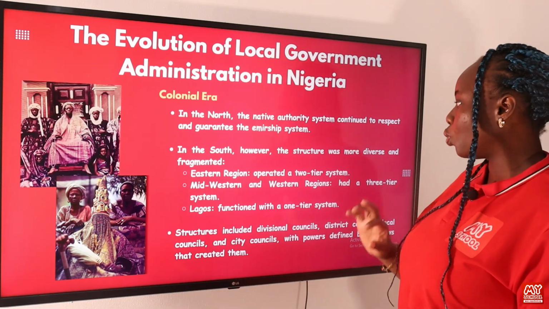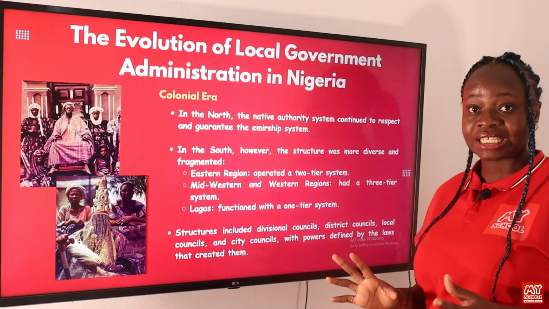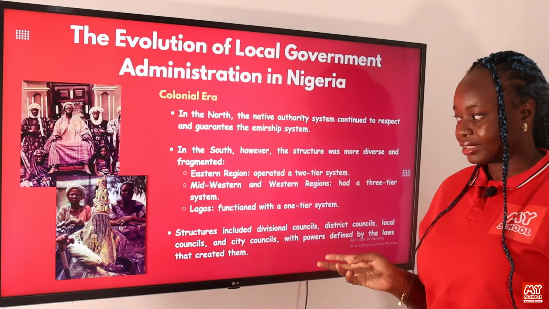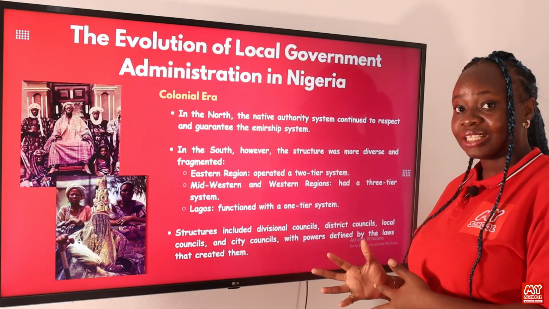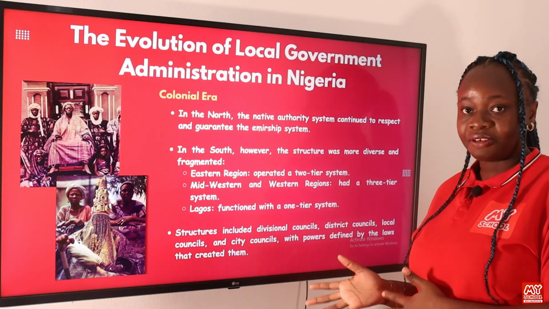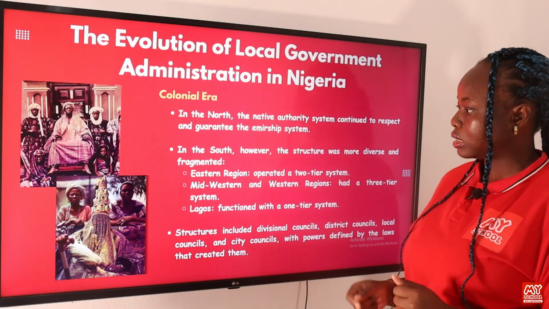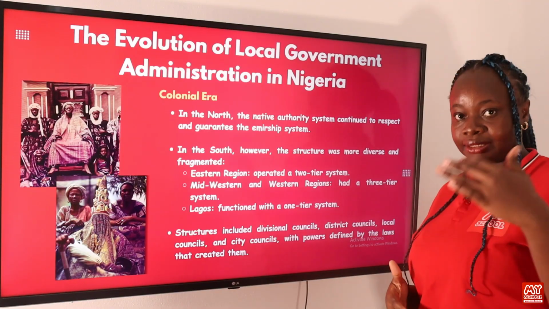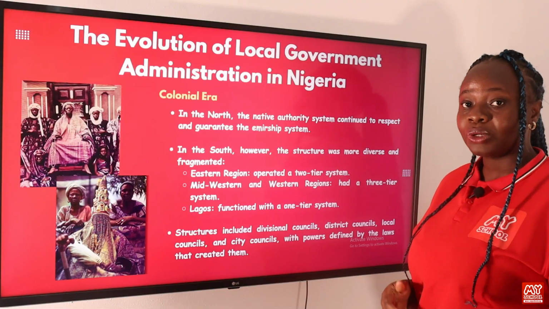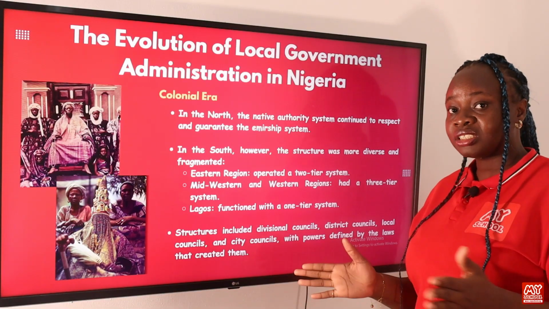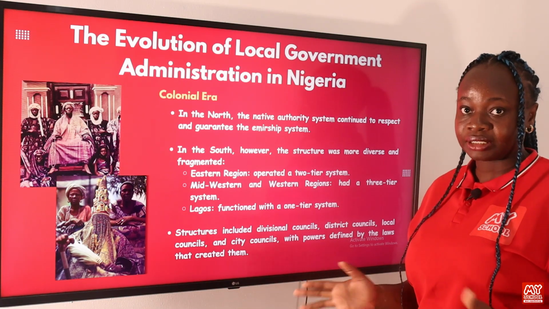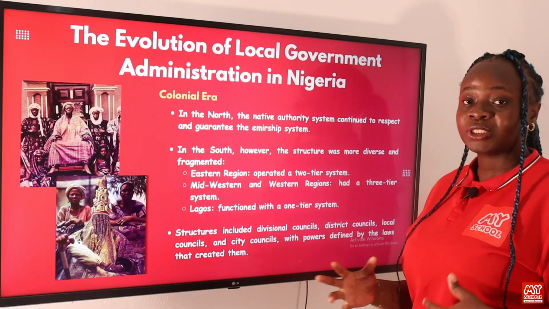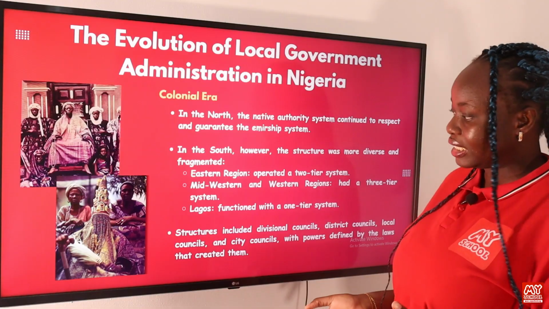Then in the south, however, the structure was more diverse and fragmented, so they had different systems within various regions in the south. In the eastern region, there was the two-tier system. That means you had the colonial authorities and then the warrant chiefs and district officers that were receiving policy direction from the colonial authorities. Then in the midwestern and western region, there was a three-tier system in the sense that you had the colonial authorities, the traditional rulers, and some district officials. So these traditional rulers and district officers, they were both receiving policy direction from the colonial authority, but they were responsible for different areas of administration within these regions.